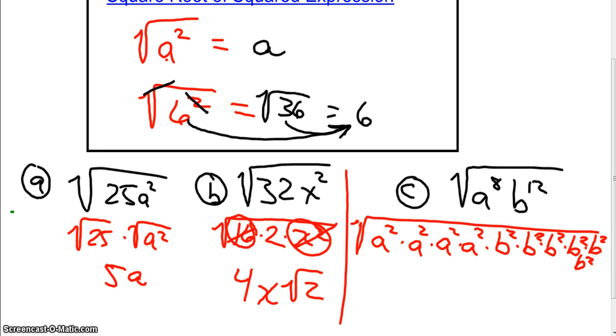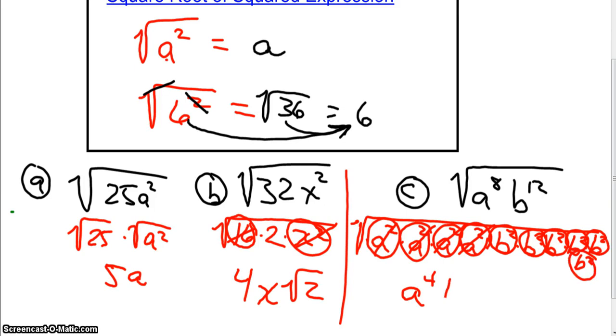Good. So for each a squared, how many a's can I take out? 1. So I'm going to take out 1, 2, 3, and 4. A to the 4th is now outside the radical. And how many b's will we take out? 6. Good, because I have 1, 2, 3, 4, 5, 6 pairs. So I have b to the 6 outside the radical. Very good. So when we look at the original expression and compare it to the simplified expression, what did we do to these exponents? Divided them by 2. We took half as many out. That makes sense, doesn't it? When you look at it expanded.